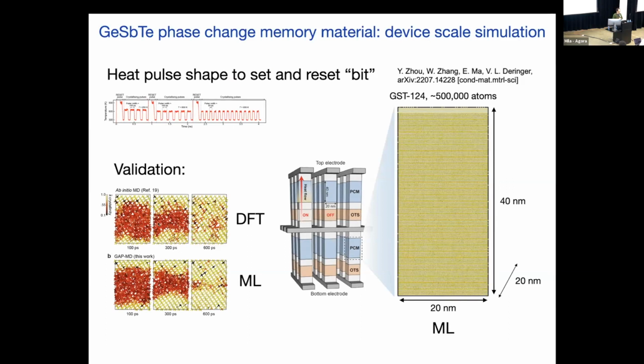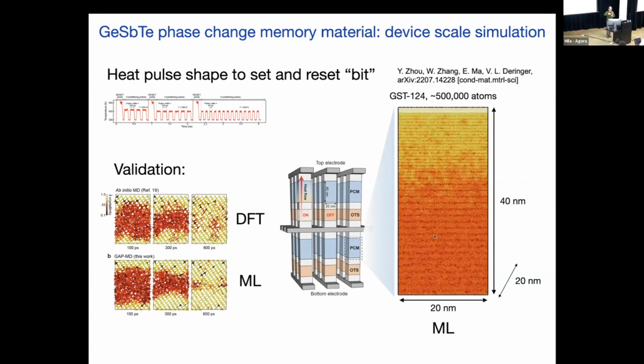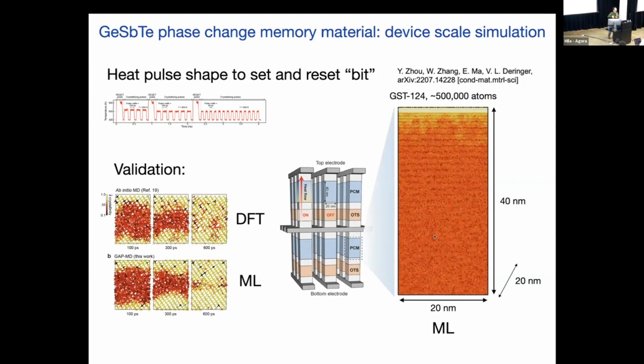Here's the validation. So you can run this pulse in a small set where you can afford the DFT, the quantum mechanical calculation. And this is what it looks like when you do it with the ML model. That's much, much faster and scales much better. So you can actually then go and simulate the real device. So this is the first time we are able to do an atomistic simulation of a 20 by 20 by 40 nanometer memory device on the scale in which it exists in the chip. And you can then study the different kinds of heat pulse trains, see if you can store more than 2 bits by amorphizing it halfway, and so on. So this has never been possible before.